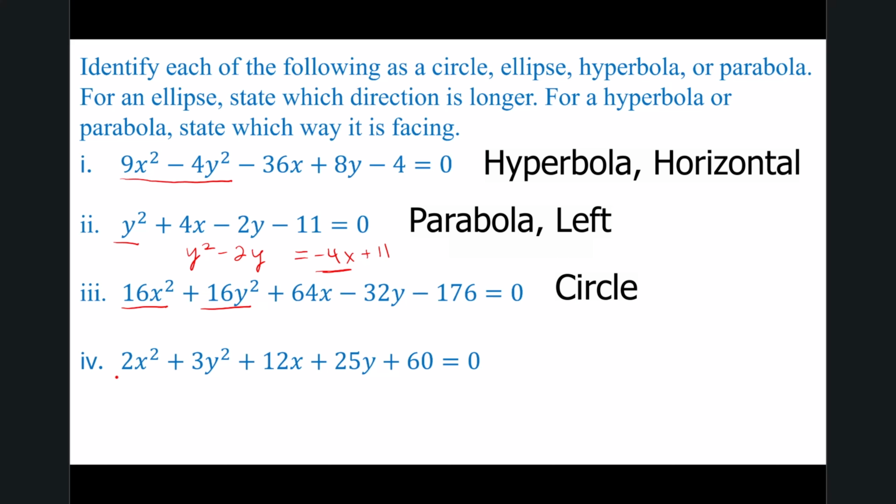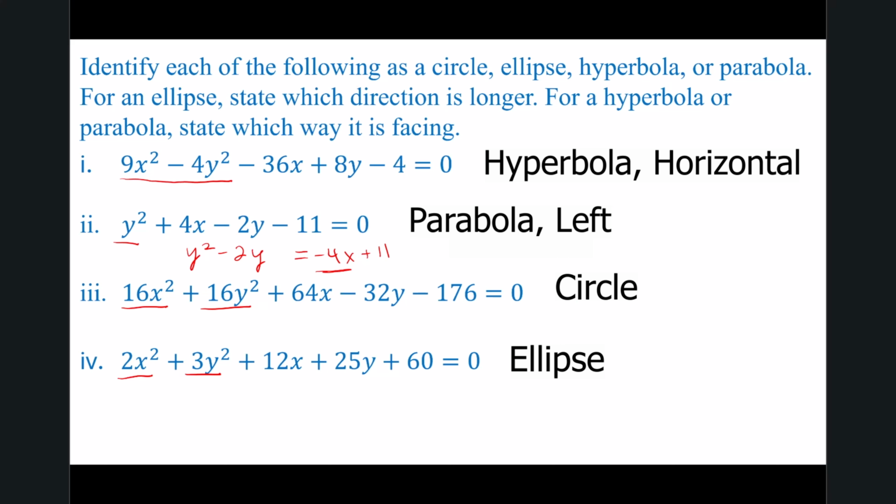And the last one, we have an x squared and a y squared. They're both the same sign, so it is an ellipse. If they had opposite signs, the x squared and the y squared, there would be a hyperbola. If they had the exact same coefficient, it would be a circle. But this one is an ellipse. So we have an x squared and a y squared with different coefficients, but both the same sign. So we have an ellipse.